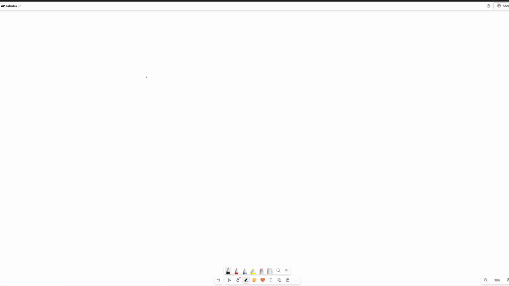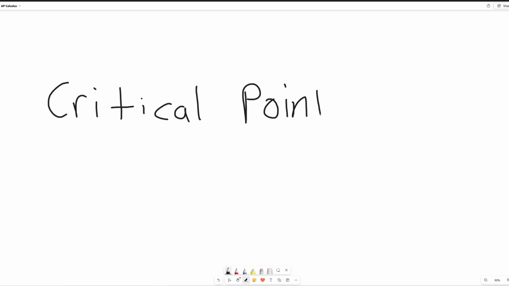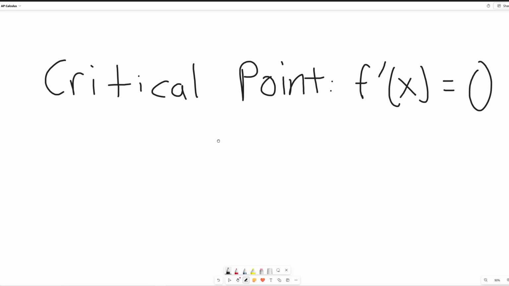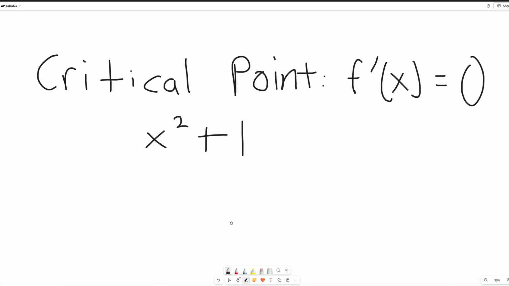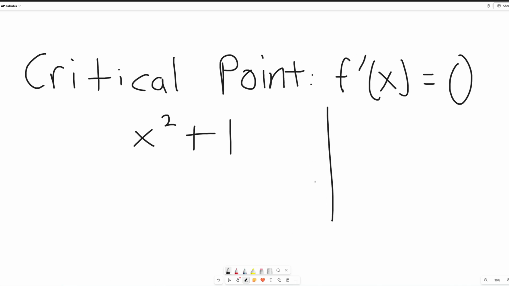So, what is a critical point? Well, a critical point is essentially just when the derivative of a function equals 0. And this goes for anything. So, let's just take the function x squared plus 1, right? Gonna look exactly like this.